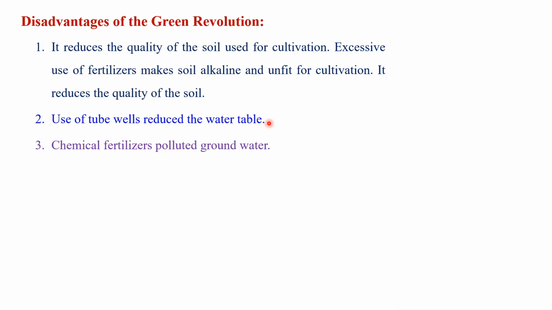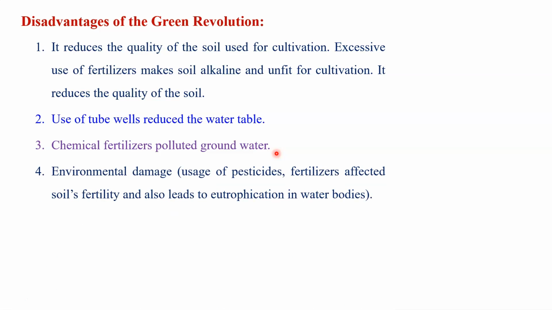Another important disadvantage of this Green Revolution was that chemical fertilizer polluted groundwater. You know that, students. When you use chemical fertilizer, some part of this chemical fertilizer percolates into the ground, and that was directly mixed into the groundwater, and therefore it led to groundwater pollution. That happened during the Green Revolution program when we were implementing it in India.